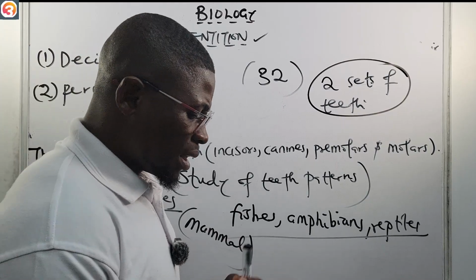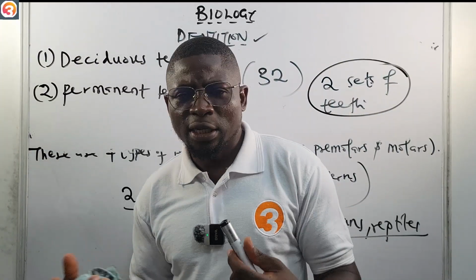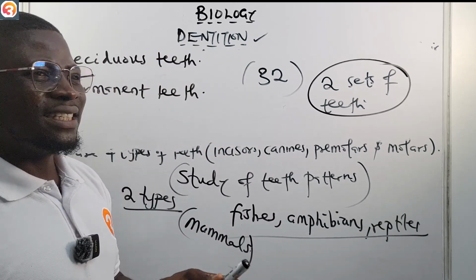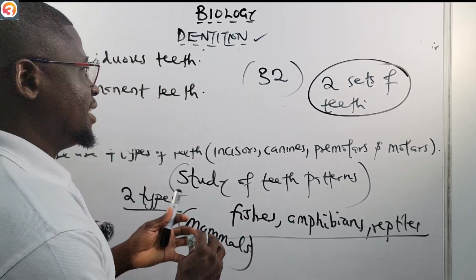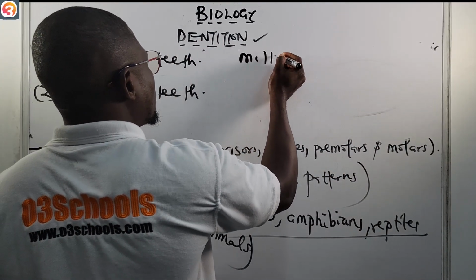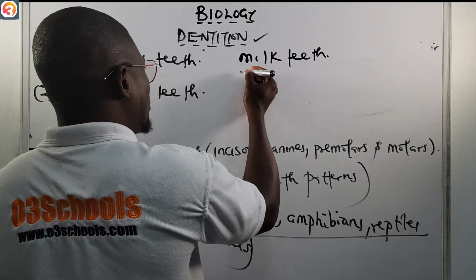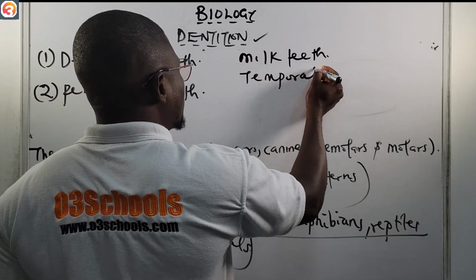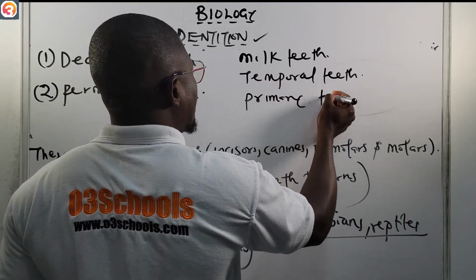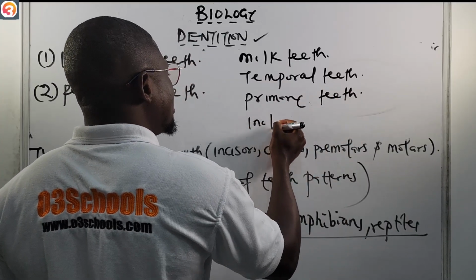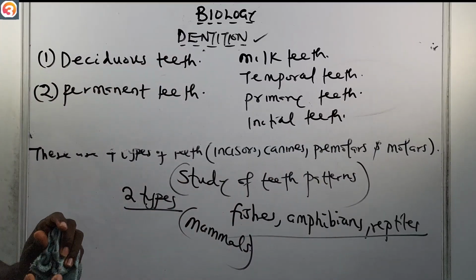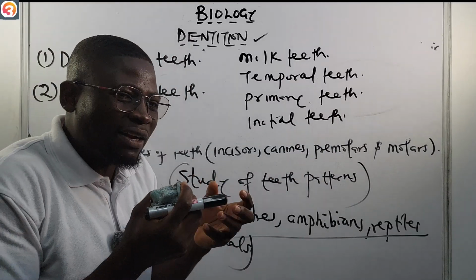So months after a baby is born, you see that the baby starts developing a set of teeth. That is the one we call the milk teeth. Some people call it the temporal teeth. Some people say it's the primary teeth. Some people call it the initial teeth. So these are all the names for the initial teeth that come out from a baby's mouth.